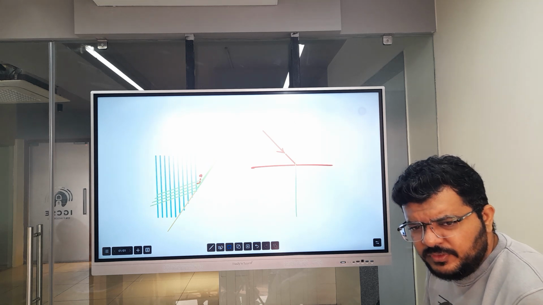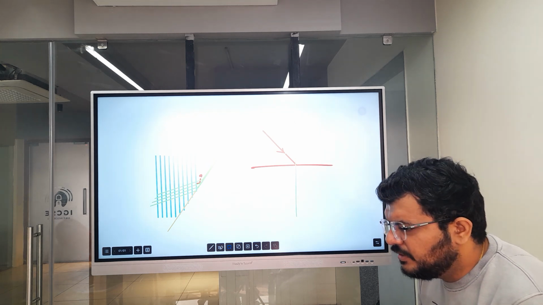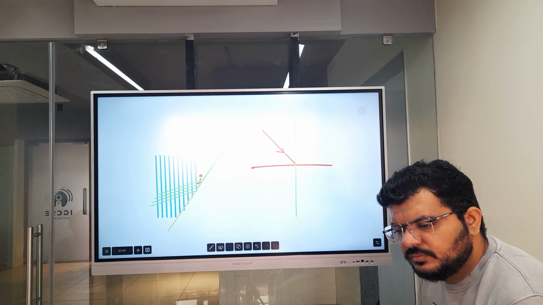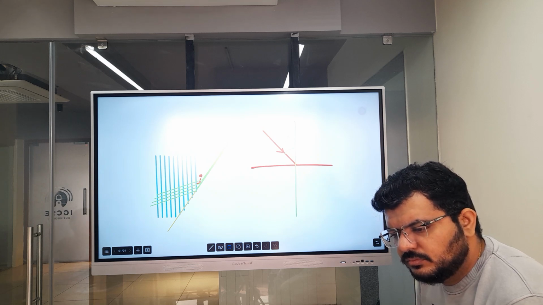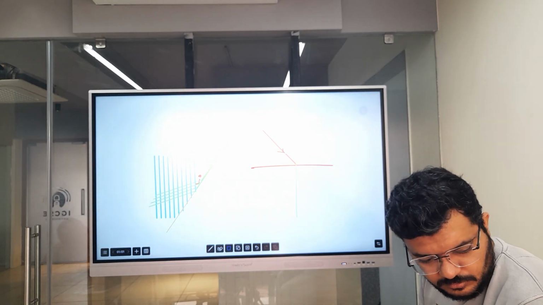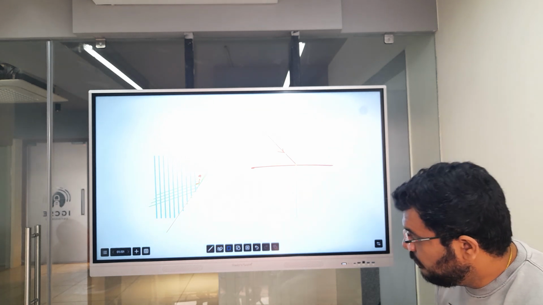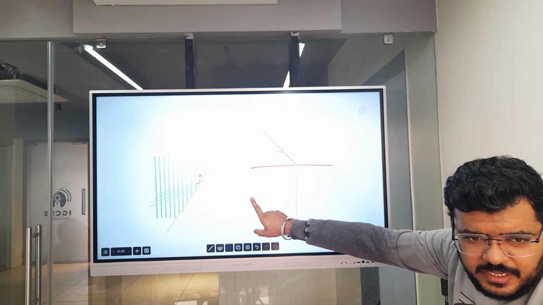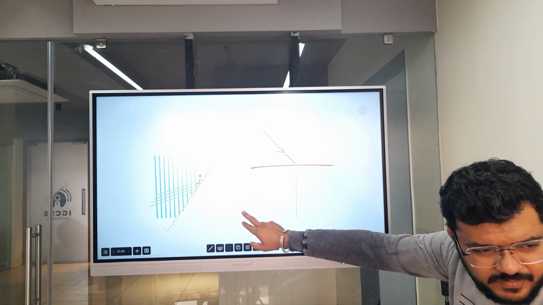We'll also look at some videos where reflection, refraction and diffraction is taking place. Because I had so much copy paste capabilities in this, I have drawn smaller wavelength.